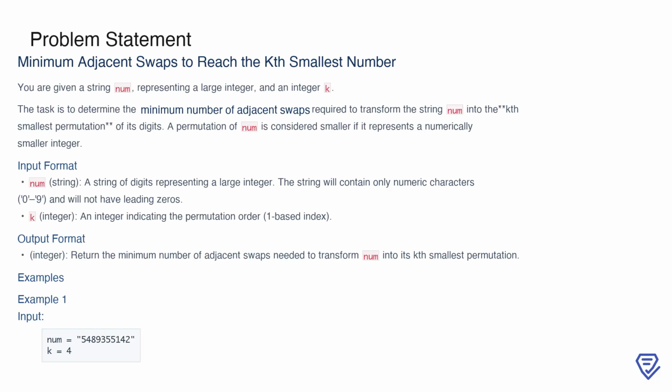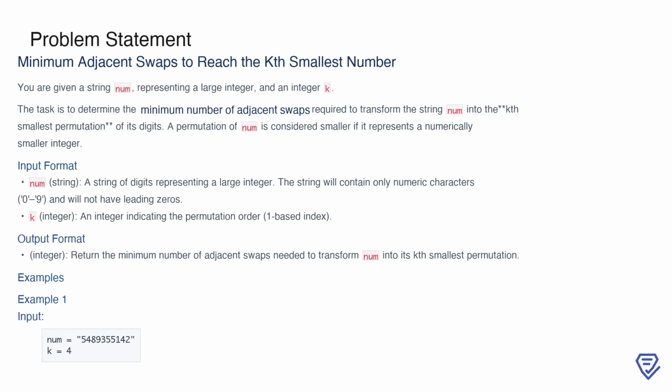In this problem, you are tasked with finding the minimum number of adjacent swaps needed to transform a given string number into its kth smallest permutation. Here, the string number represents a large integer composed of digits from 0 to 9, and it has no leading zeros. The integer k specifies the permutation order we are trying to reach, based on 1-based indexing.